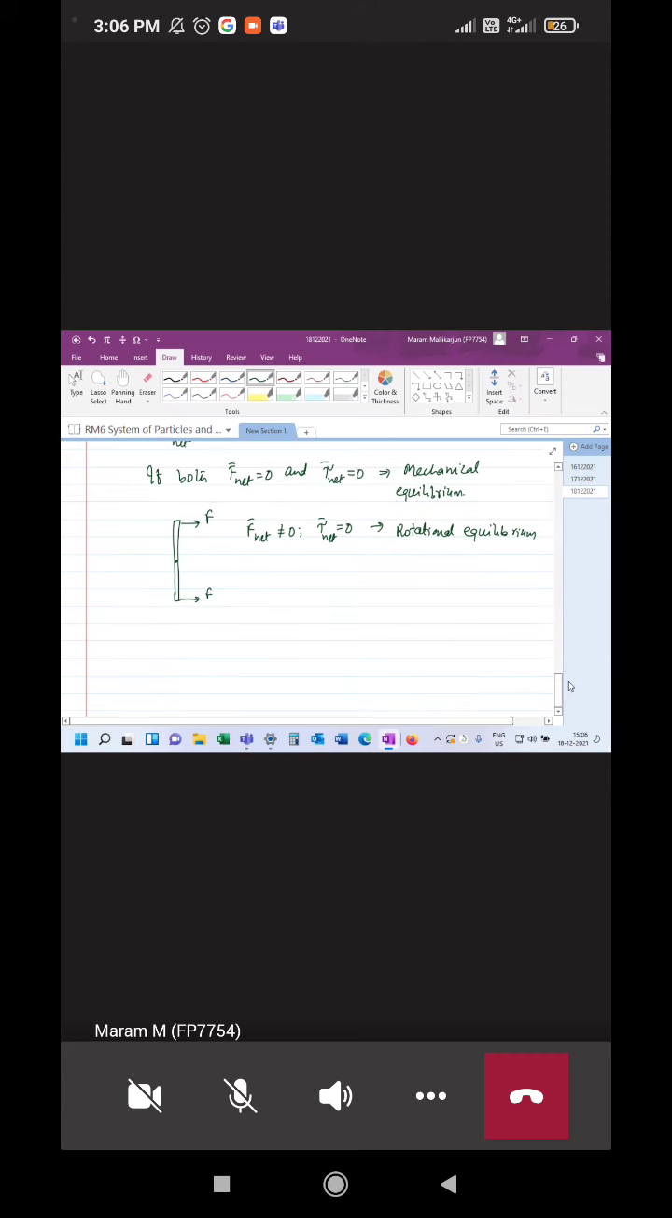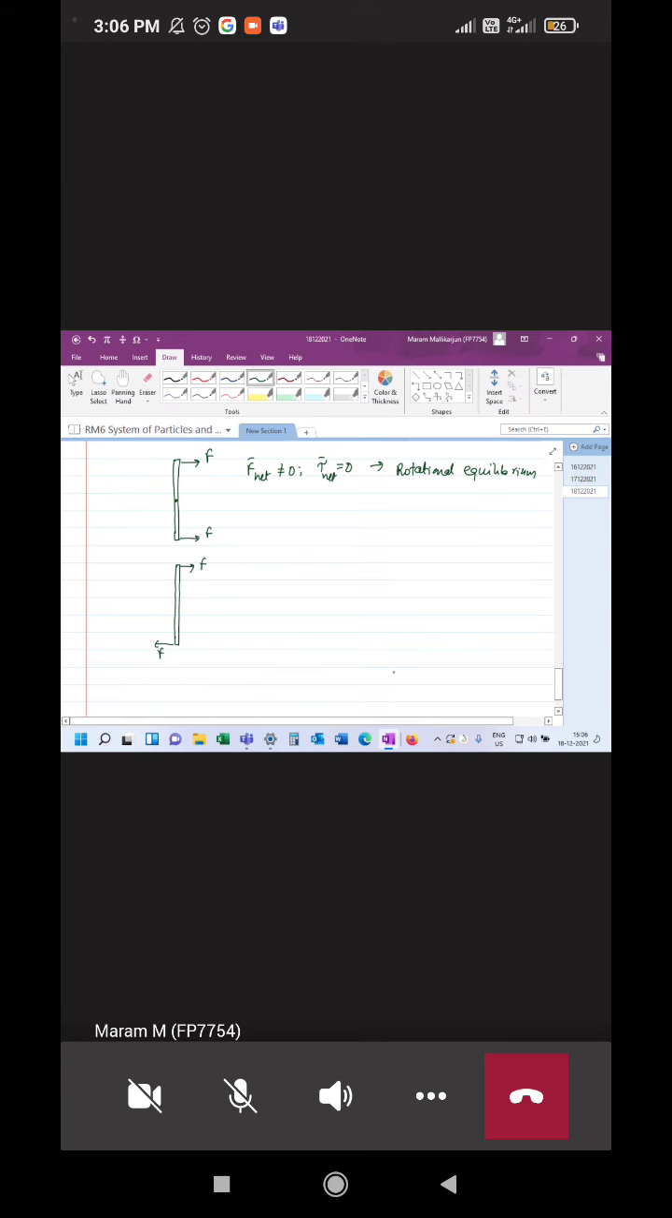Now the same forces, if I apply them this way, in that case net force is 0, but net torque is not 0. Now it becomes a couple, so it is going to rotate. It will not translate, but it will rotate. So we'll say that F net is equal to 0, but tau net is not equal to 0. So we can call it translational equilibrium.